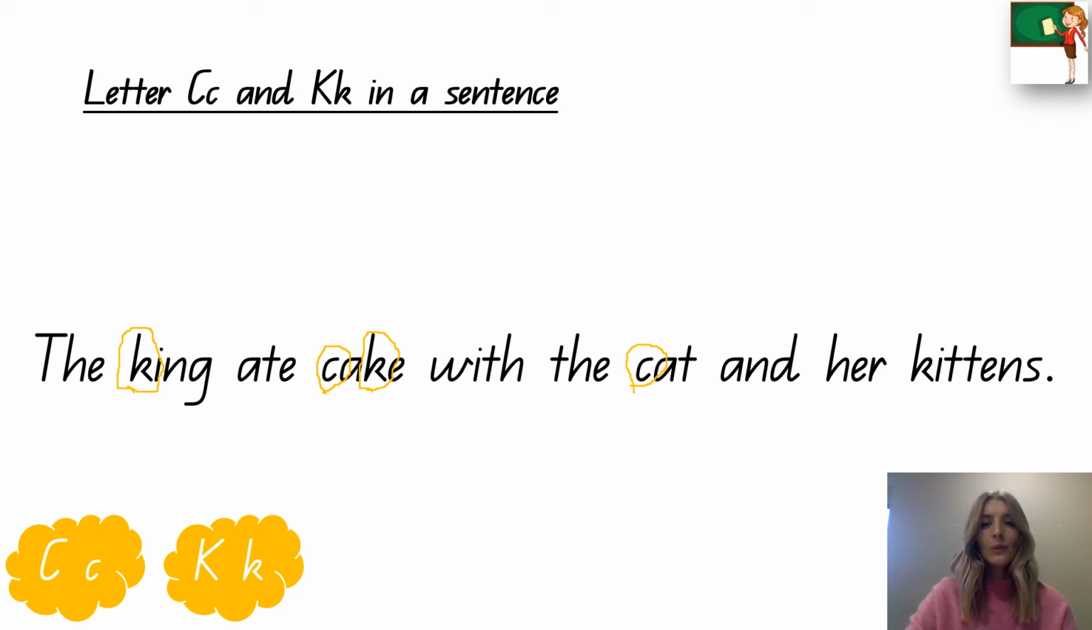Okay, let's go on to the next word. And. Are there any K sounds in that word? No. Okay, next word. Her. Her. Can you hear any K sounds? No. Okay, last word in our sentence. Kittens. Kittens. Can you hear any K sounds? You can. It's the first sound in the word. Well done. We've got our letter K. Good work, everybody. Let's count how many letter C's and K's we found in our sentence. 1, 2, 3, 4, 5. Wow, we found a lot today.